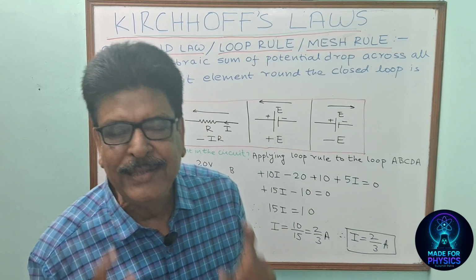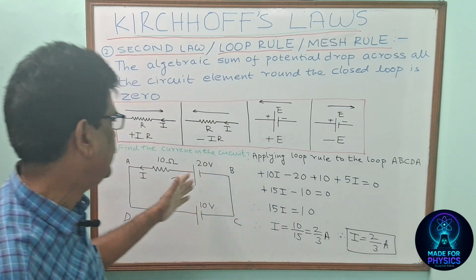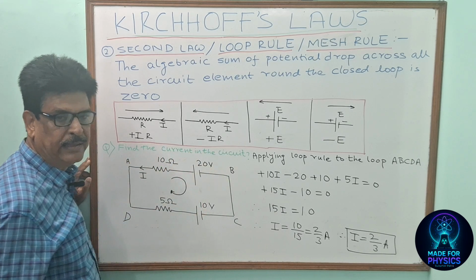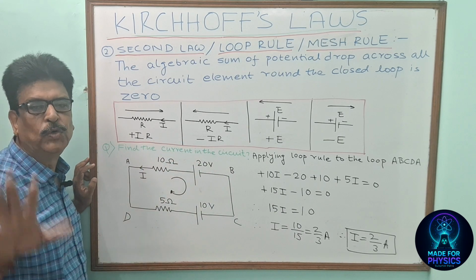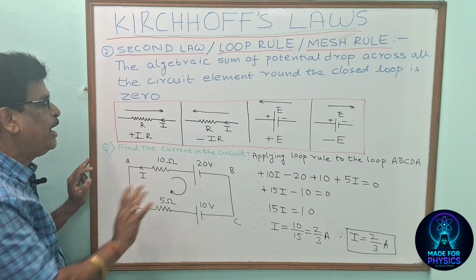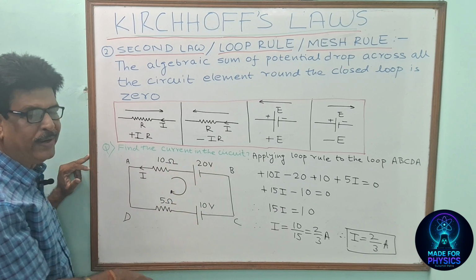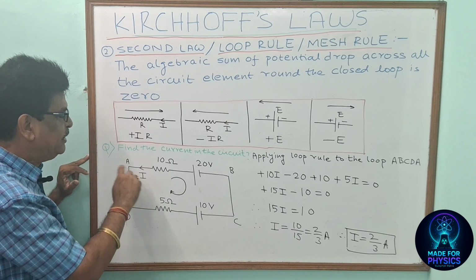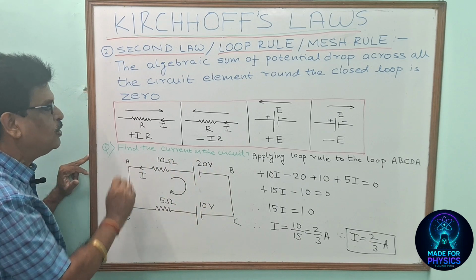So let's apply this second law in one of these questions. Here you see it is said, find the current in the circuit. We have to find the current, and everything else is given, so we will apply the loop rule on the loop ABCDA. In this loop we will apply the loop rule.